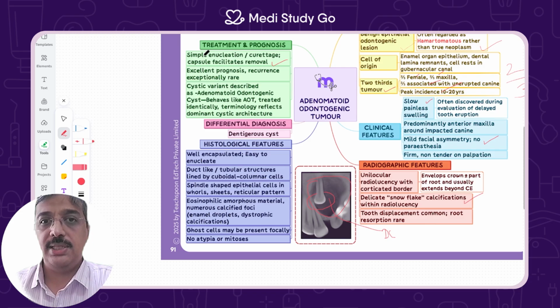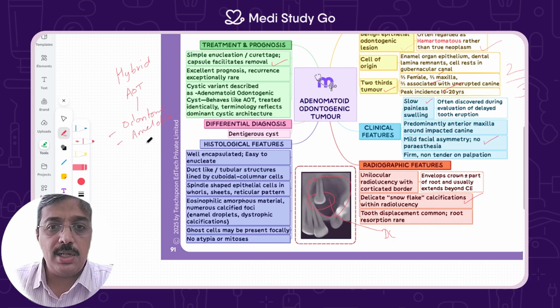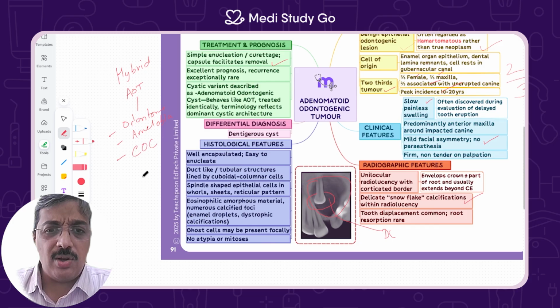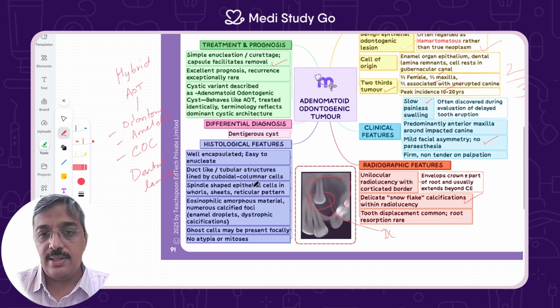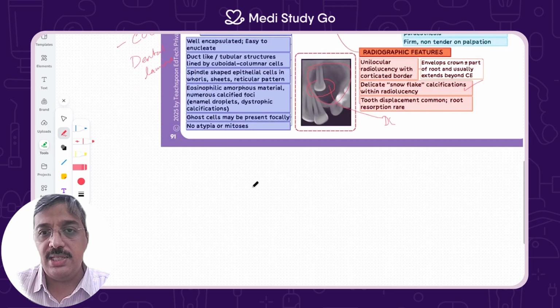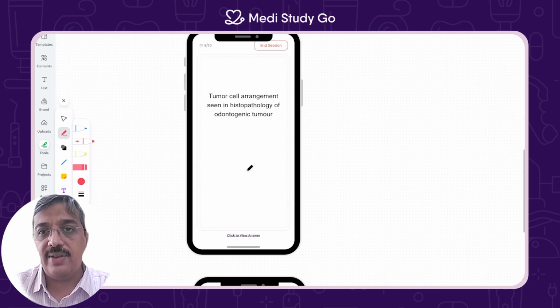But one important thing you should remember is that there can be hybrid tumors. AOT can be associated with odontome. It can also be associated with ameloblastoma. It can be associated with calcifying odontogenic cyst. These all originate from the same dental lamina, hence all can originate in the same tumor. You can have all these features. So please go back to your app and start looking at the various notes and the MCQs that are present.